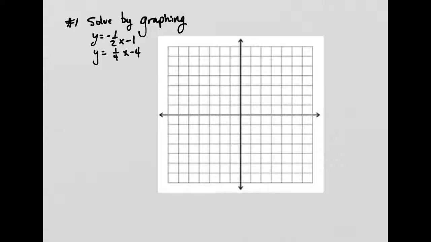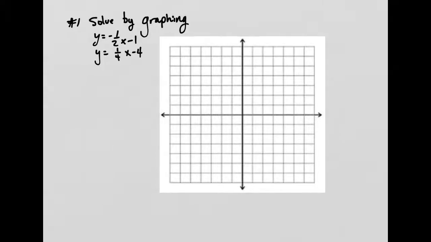Your test is going to be 10 questions. 3 of them will be one graphing, one elimination, one of them substitution. And then the other 7 you can choose however you want to. So just follow the directions.